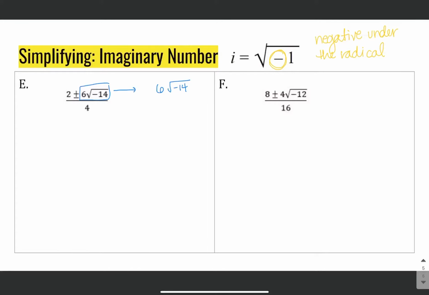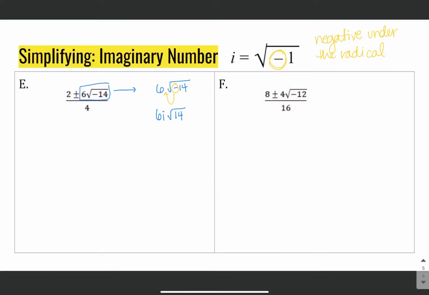Now, if you see a negative number under the radical, so again, negative under the radical, what we're going to be doing with that is we're going to be taking that negative and bringing it to the outside. Once we bring that negative to the outside, it's going to become an i. So this will look like 6i radical 14. So that negative is not switching to a positive. That negative is switching to the variable i.